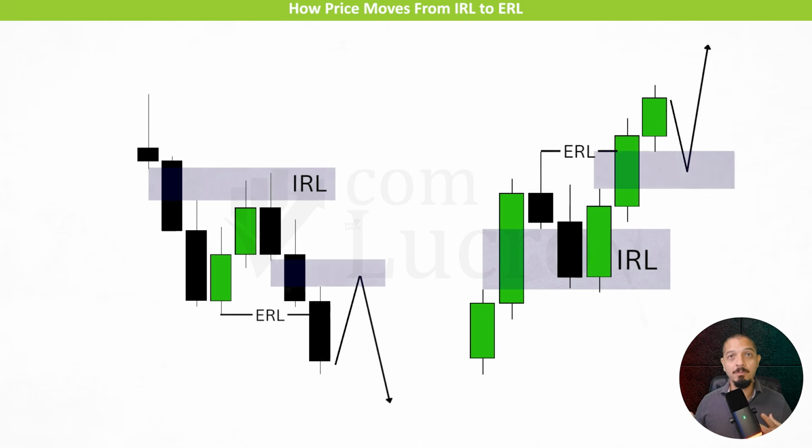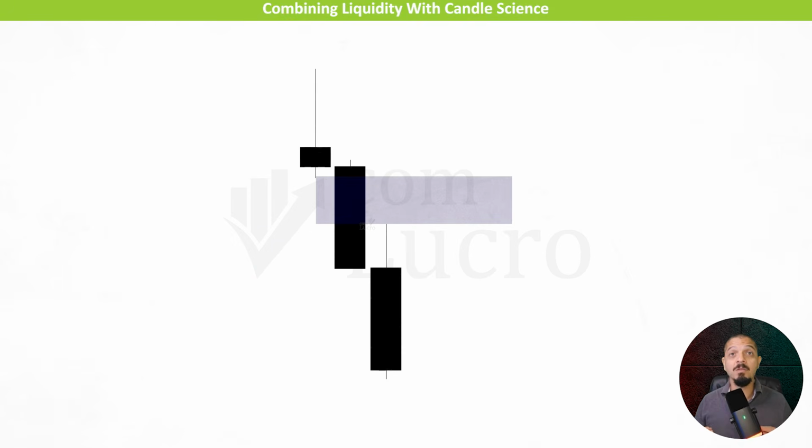However, you should also keep in mind that price does not always move this cleanly in every situation. There will be noise and variations. Still, this is the core idea and the basic framework of how this concept works. Now, you can take this a step further by combining internal range liquidity to external range liquidity with candle science to gain better precision when it comes to defining bias. Here's what I mean.